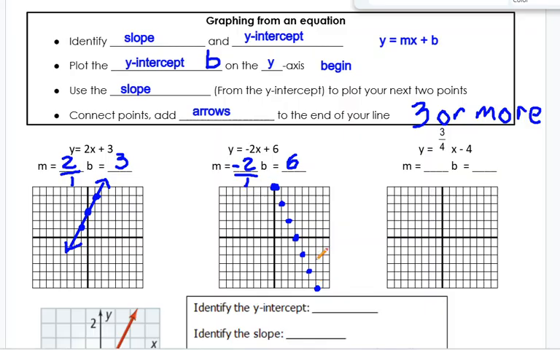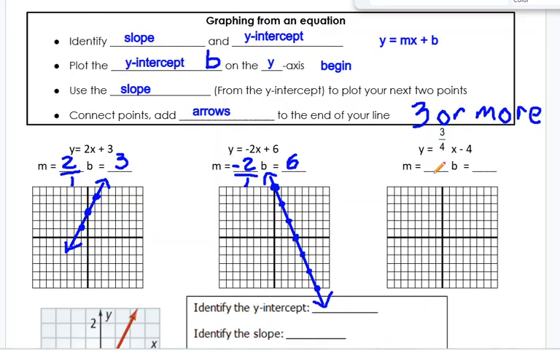And you can see this is a good line here. It's going down from left to right. So I know that this is a negative line, which makes sense because this is a negative slope. So that's what I want, right? There is my graph for y equals negative 2x plus 6.